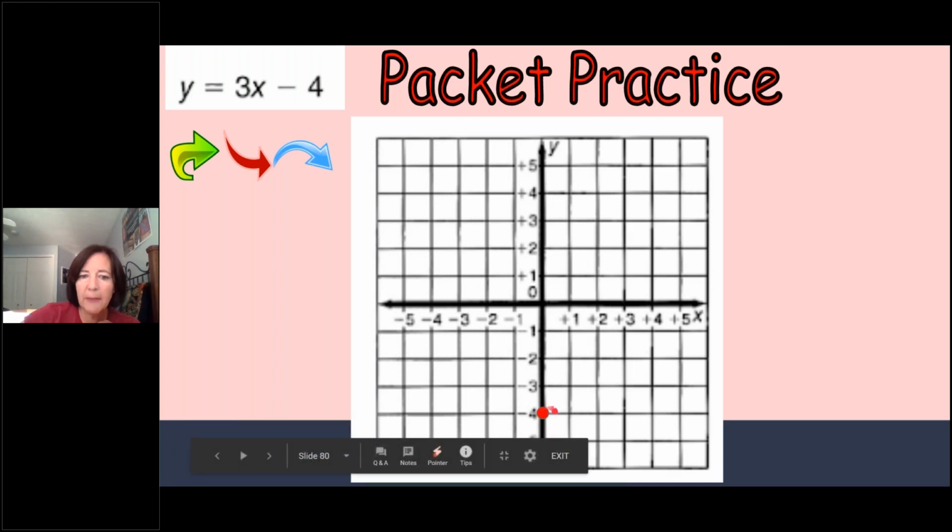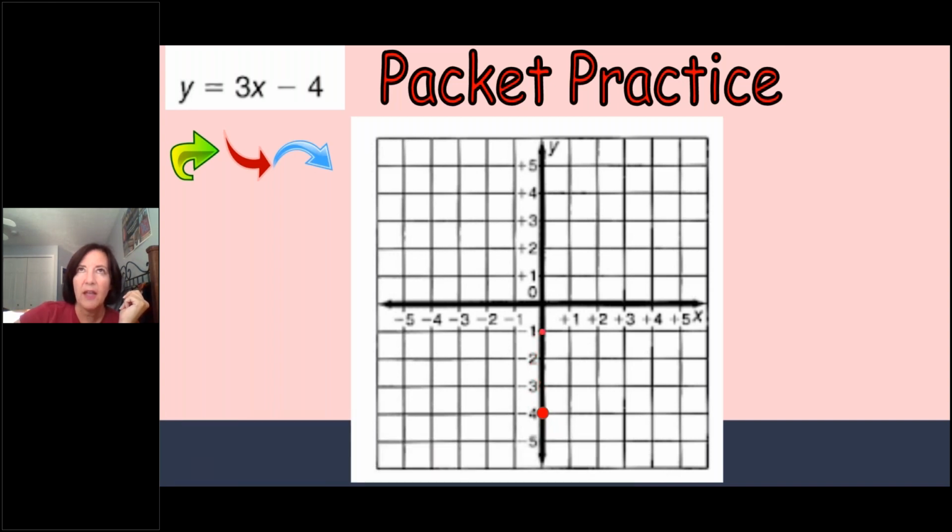So here I am, starting at my first point, which is my y-intercept. And I know to find my second point, I need to rise 3. 1, 2, 3. And my run was 1 because I wrote 3 in fraction form, so it's like 3 over 1. So now I need to run 1. I'm going to go 1 to the right. And that is my second point.